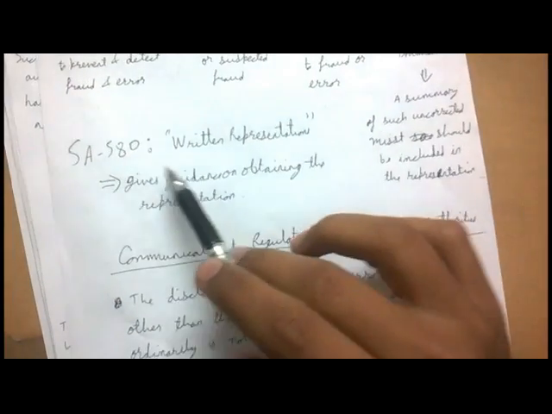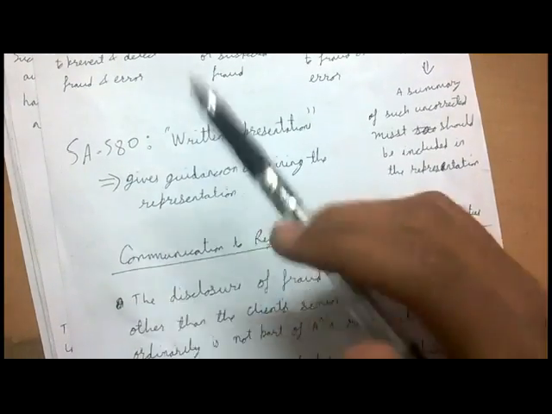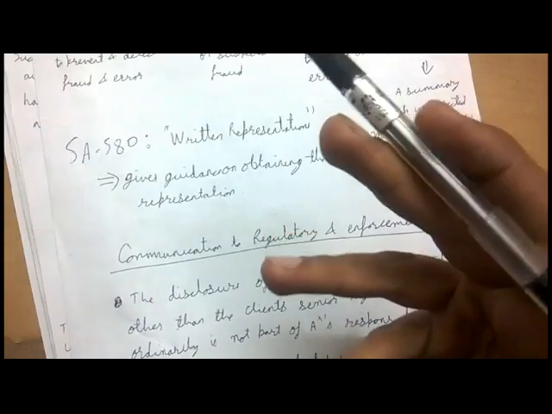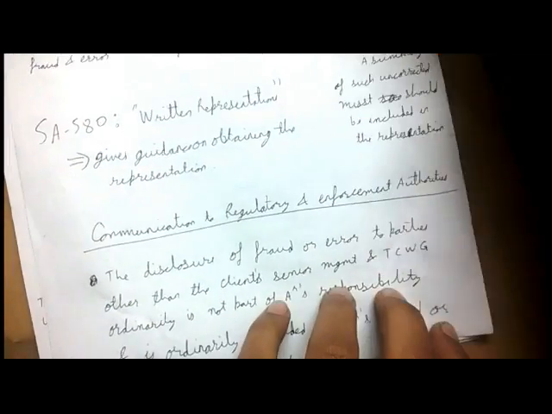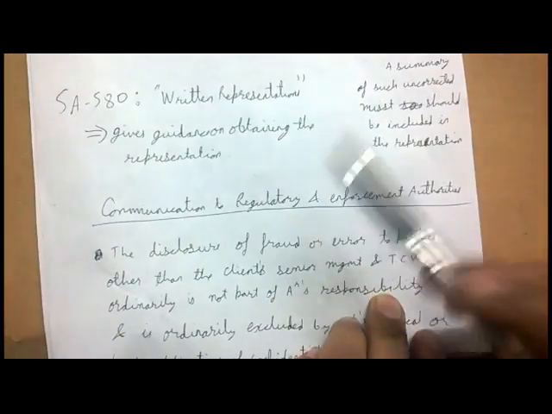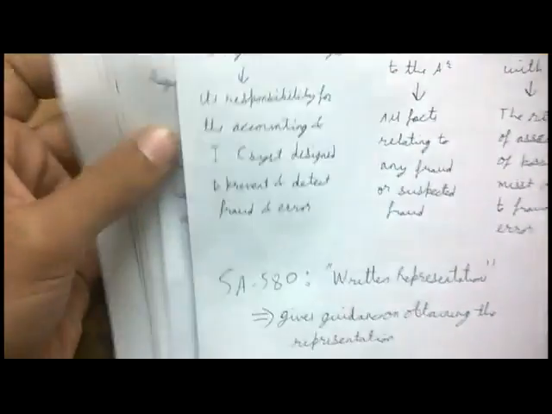Now it is written over here that SA 580 Written Representations gives guidance on obtaining the written representation. If you want to know more about this, you may watch my video on SA 580. Now, communicating to the regulatory and enforcement authority, as I told you earlier, was going to be the responsibilities of the auditor.